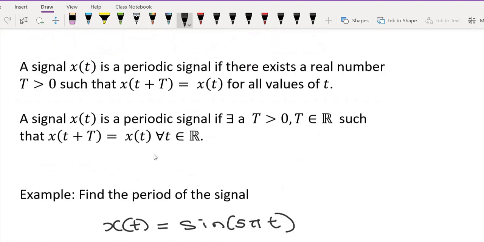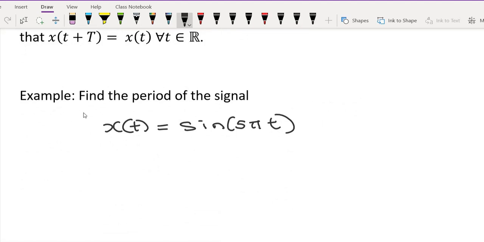Let's use this definition to find the period of an example signal. So here is the example signal I'm considering. Find the period of the signal x of t is equal to sine 5 pi t.